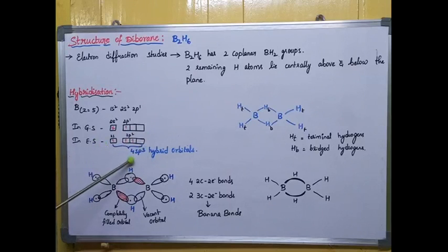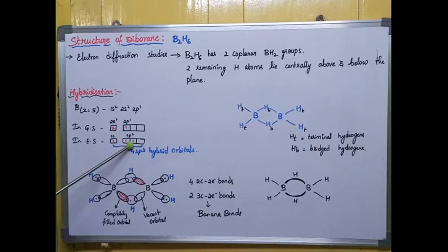Out of these 4 sp3 orbitals, 2 orbitals with unpaired electrons in boron combine with the 1s orbitals of 2 terminal hydrogens to form terminal hydrogen bonds. So one boron atom forms 2 terminal hydrogen bonds, and another boron atom similarly forms 2 terminal bonds. Now we have one more sp3 hybrid orbital which consists of one unpaired electron, and one more sp3 hybrid orbital which is completely vacant.